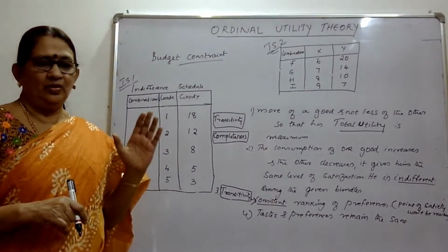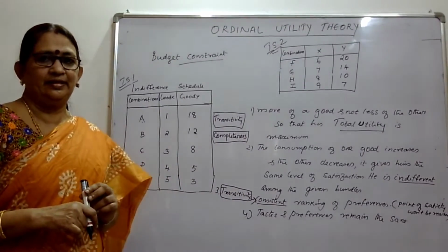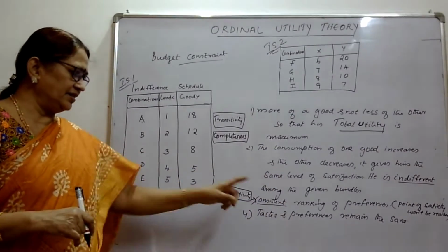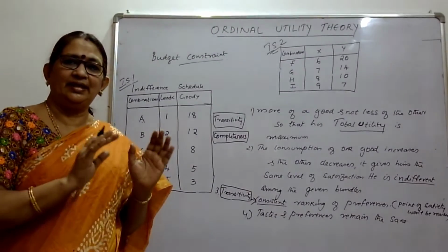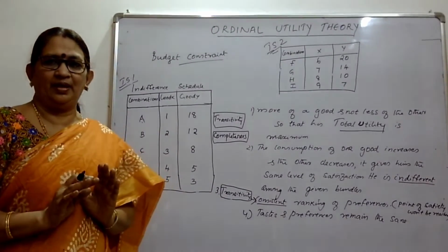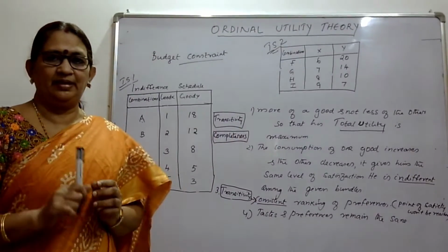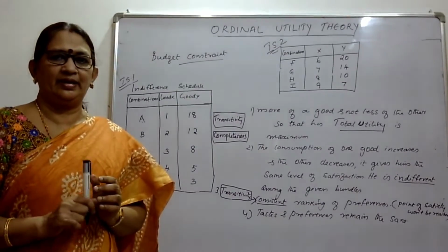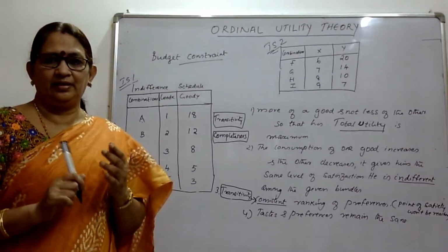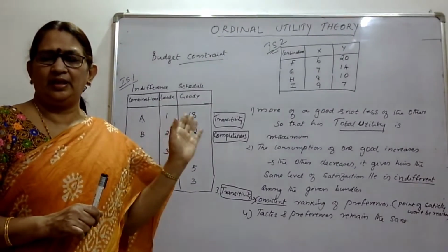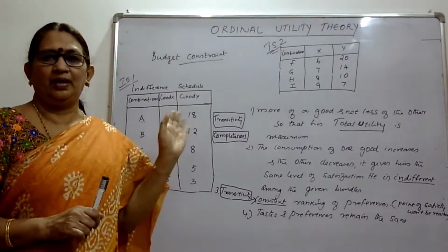Okay. So transitivity is in the ordinal utility theory. What is transitivity? Consistent ranking of preferences, and it is assumed that the tastes and preferences of the consumer remain constant. So the next assumption is completeness. Completeness means a consumer is fully capable of ranking the preferences. He knows the market situations, the price of the commodity and his income. So he is fully capable of ranking the preferences from the given alternative bundles of commodities.